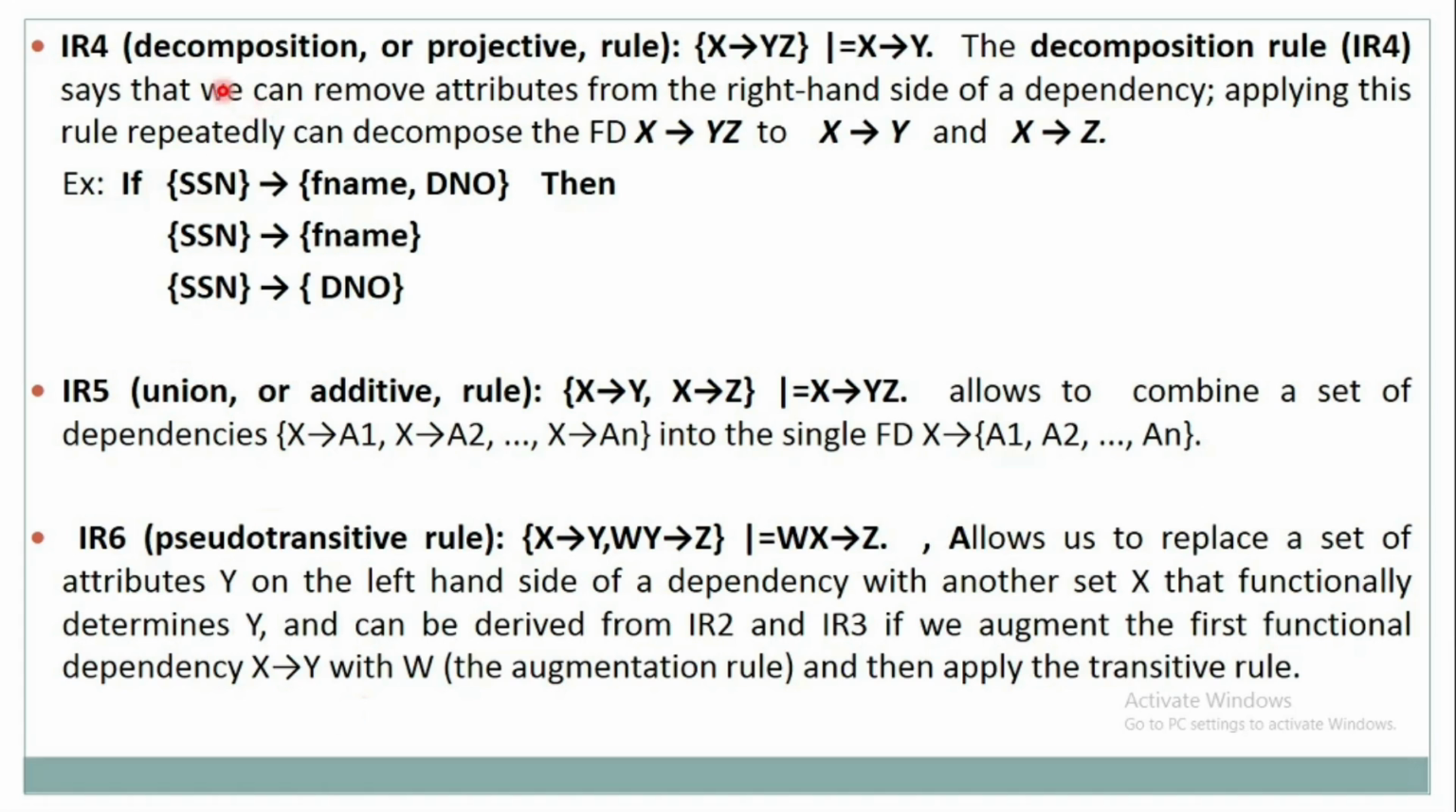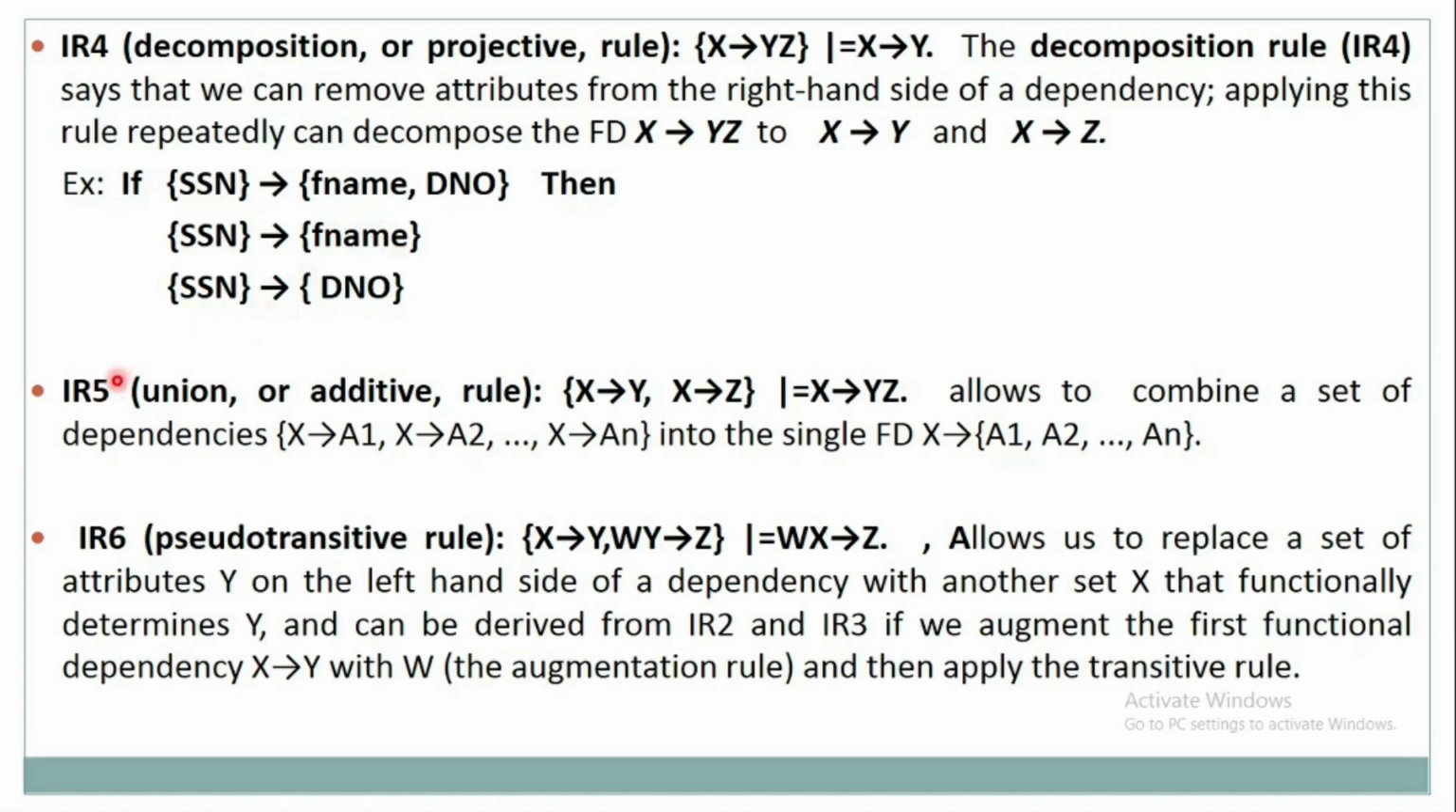Next we'll look into the decomposition or project rule. The decomposition rule says that we can remove attributes from the right hand side of a dependency. Applying this rule repeatedly can decompose the functional dependency. As you can see here, X determines YZ, so this can be written as X determines Y and X determines Z. This is called the decomposition rule. For example, SSN determines first name, department number. So we can decompose the right hand side: SSN can determine first name and SSN can determine department number.